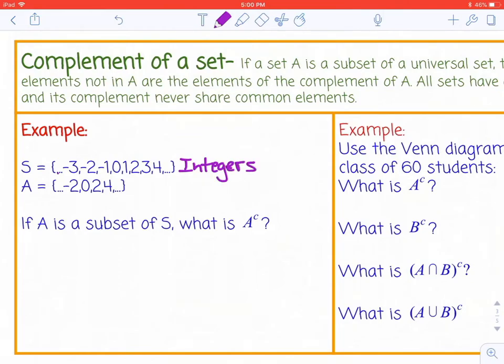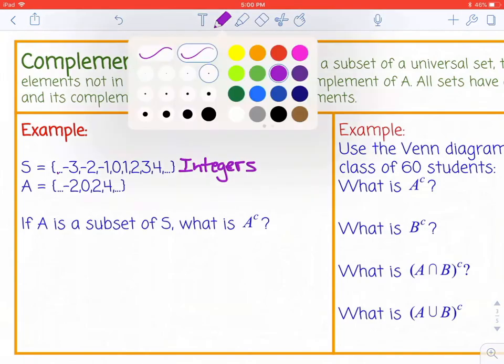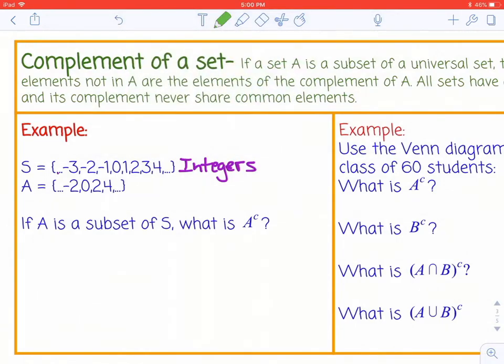And then set A is a subset of set S. Set A are all the even integers. So -2, 0, 2, 4 are even integers. And it asks us to find the complement of set A. So A complement, if A is even integers, would be everything that's not even. So A complement equals all integers that are not even, which would be odd.